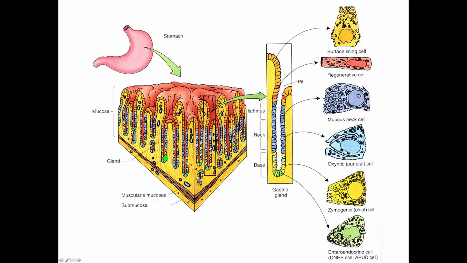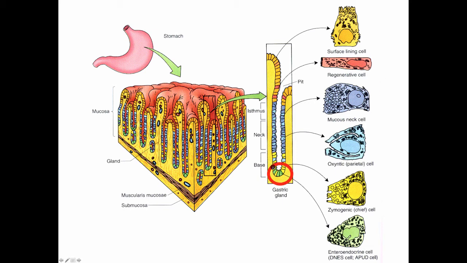You can see the mucosal folds, the muscularis mucosae, and here a little bit of the submucosa. This would show a profile of one of these pits and the gland coming into the pit with a variety of different cells. So we'll talk about the surface lining cells, the stem cells or regenerative cells, mucous neck cells, parietal cells also called oxyntic cells, the zymogenic cells also called chief cells, and the enteroendocrine cell or APUD cell.